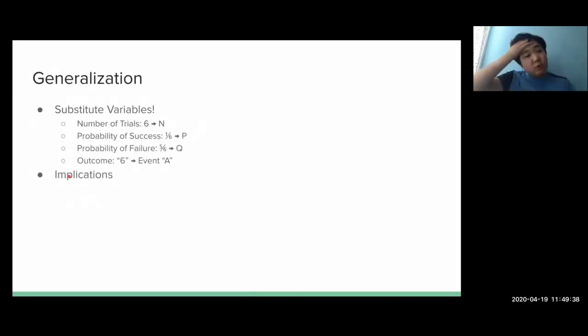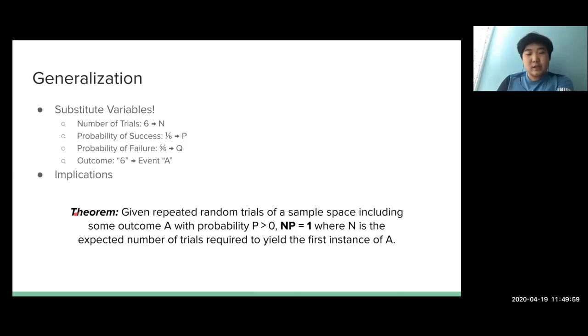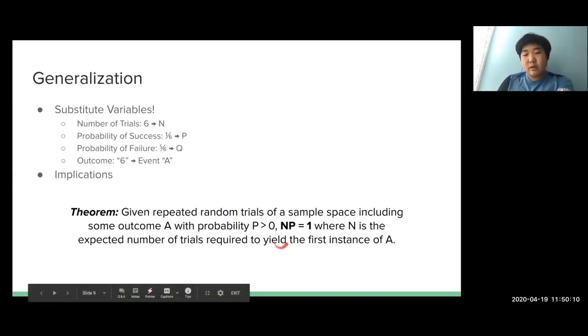And meanwhile, we can also generalize this problem by substituting in a couple of variables. So we can say that the number of trials, for example, is n rather than 6. The probability of success is p rather than 1 over 6. The probability of failure is q rather than 5 over 6. And the outcome, getting a 6, is instead substituted as event A. Now, this leads us to the theorem that is basically going to be the centerpiece of this presentation, and that is that given repeated random trials of a sample space, including some outcome A, with probability P greater than 0, NP equals 1, where N is the expected number of trials required to yield the first instance of A.